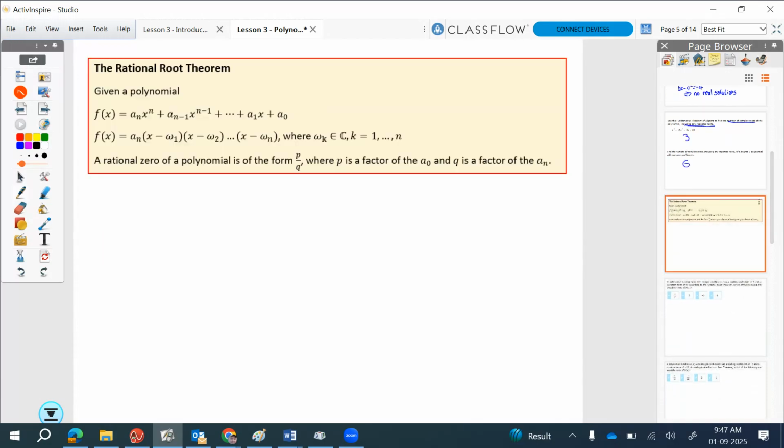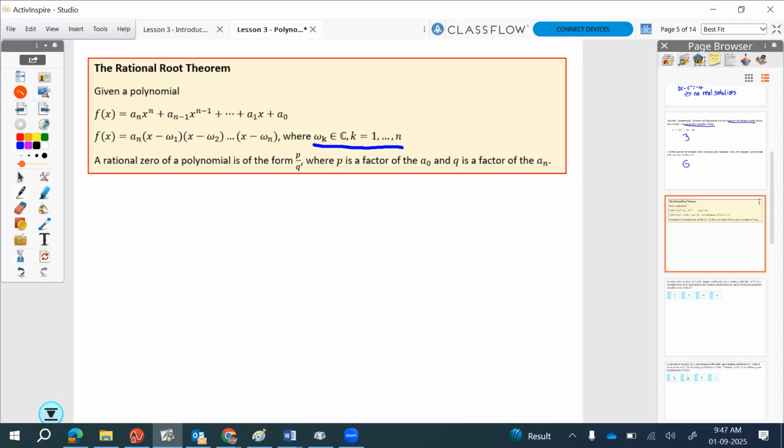Alright, so next we're going into the rational root theorem. So the rational root theorem is giving a polynomial. So we have a polynomial here, an nth degree polynomial, just general format. We can write it in factor form. We've seen these two before. And we are always going to have n roots.